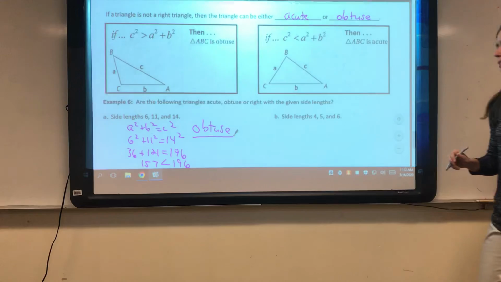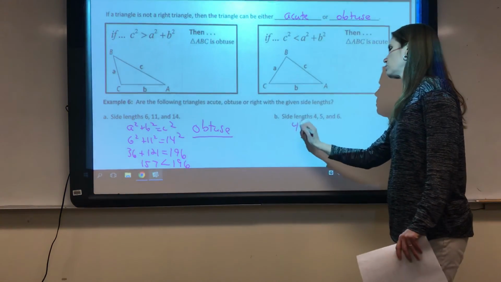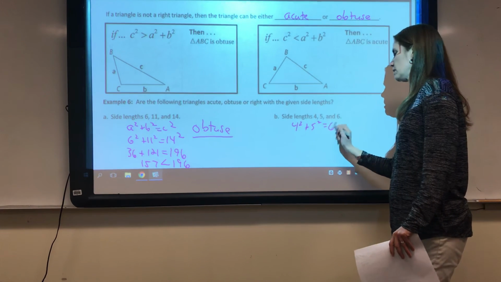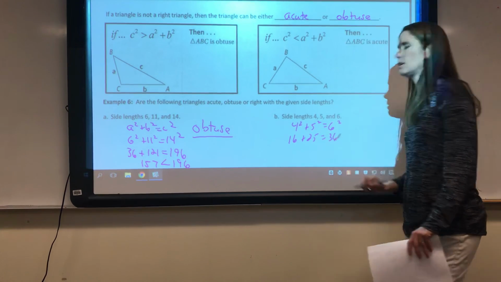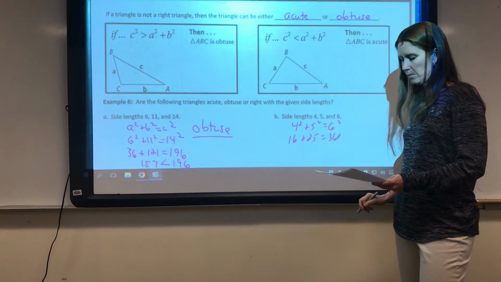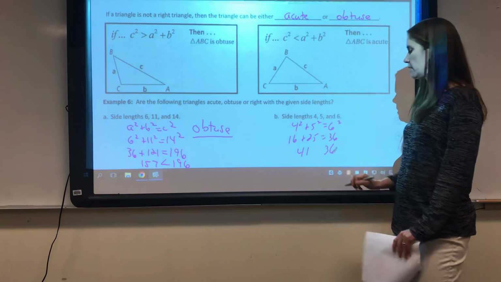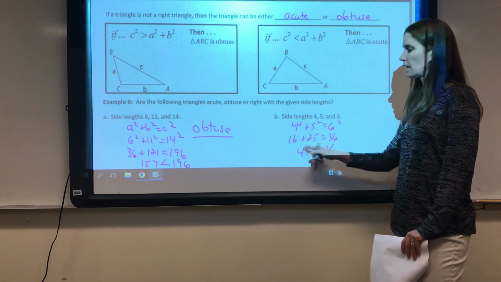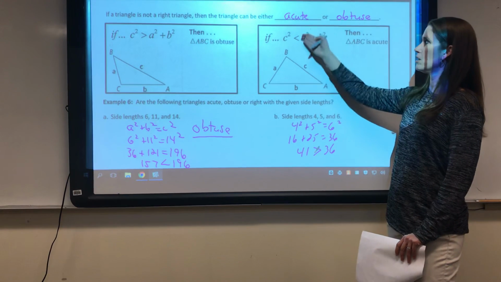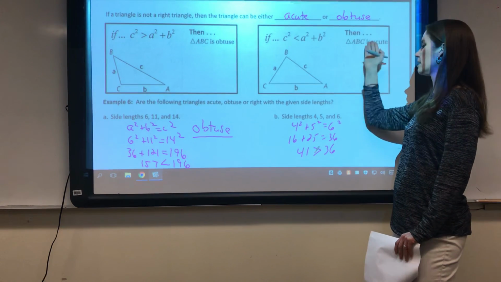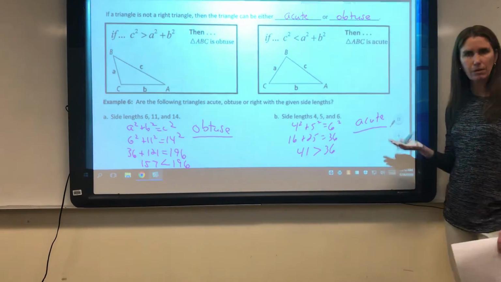We can plug these numbers in the Pythagorean theorem, make sure the biggest number goes in for c's place. So I've got 4 squared plus 5 squared is equal to 6 squared. If I work it out from there, and if I go and add up my 16 and my 25, I get 41. And in this case, I can see the c squared side is the smaller side, and the a squared plus b squared side is the larger side. And so again, we said here, if the a squared plus b squared side is the larger side, then that is telling us that it is an acute triangle. Again, if they were equal, we would know it's a right triangle.